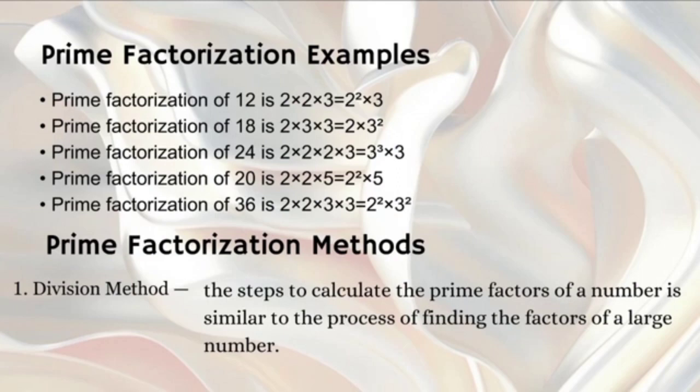The prime factorization of 12 is 2 times 2 times 3 equals 2 to the power of 2 times 3, and 18 is 2 times 3 times 3 equals 2 times 3 to the power of 2. And the factorization of 24 is 2 times 2 times 2 times 3 equals 2 to the power of 3 times 3. And the prime factorization of 20 is 2 times 2 times 5 equals 2 to the power of 2 times 5. And 36 is 2 times 2 times 3 times 3 equals 2 to the power of 2 times 3 to the power of 2.